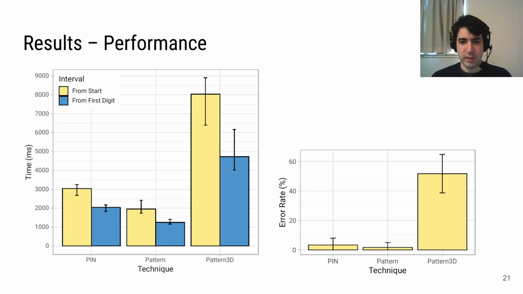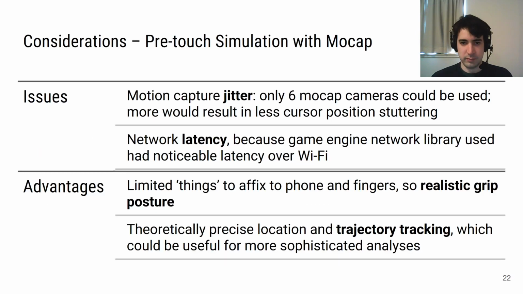There are a couple of reasons we attribute to these differences in performance. The first are associated with issues with the equipment that we were using. The first is that we were only using 6 motion capture cameras, which resulted in a fair amount of jitter in the cursor positions. Using more motion capture cameras would work around this issue by having less jitter. There was also a small amount of network latency because the network engine used by the game library and also the Wi-Fi connection being used contributed to an amount of latency that was visible to the user in terms of the cursor position lagging behind their finger position.